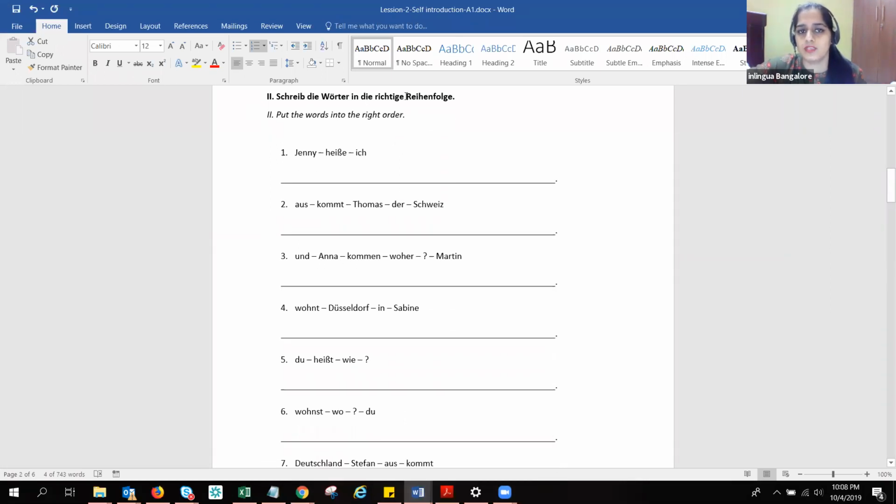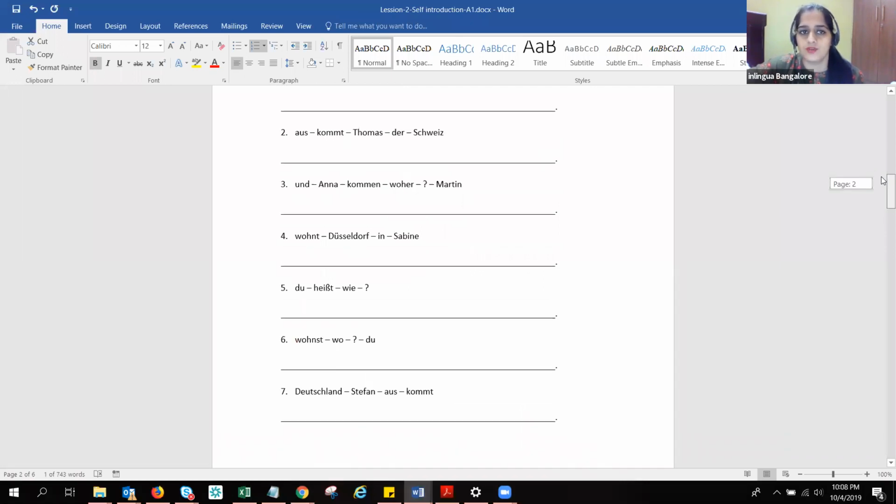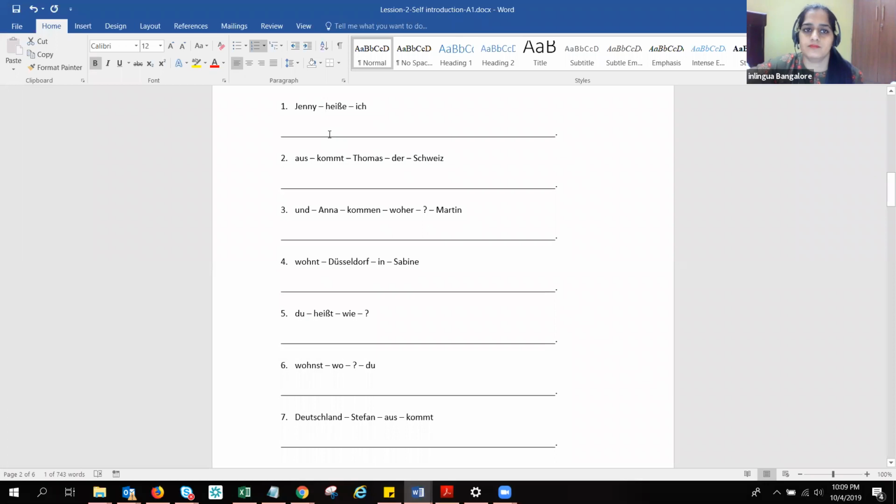Schreib die Wörter in die richtige Reihenfolge. Reihenfolge is sequence, like in the correct order. Okay, richtige is right, correct. And Reihenfolge is sequence, in order. So we have just learned the format of the sentences or questions. You have to write these words in order and make a proper sentence. Cool. So we will start with Pratipa.